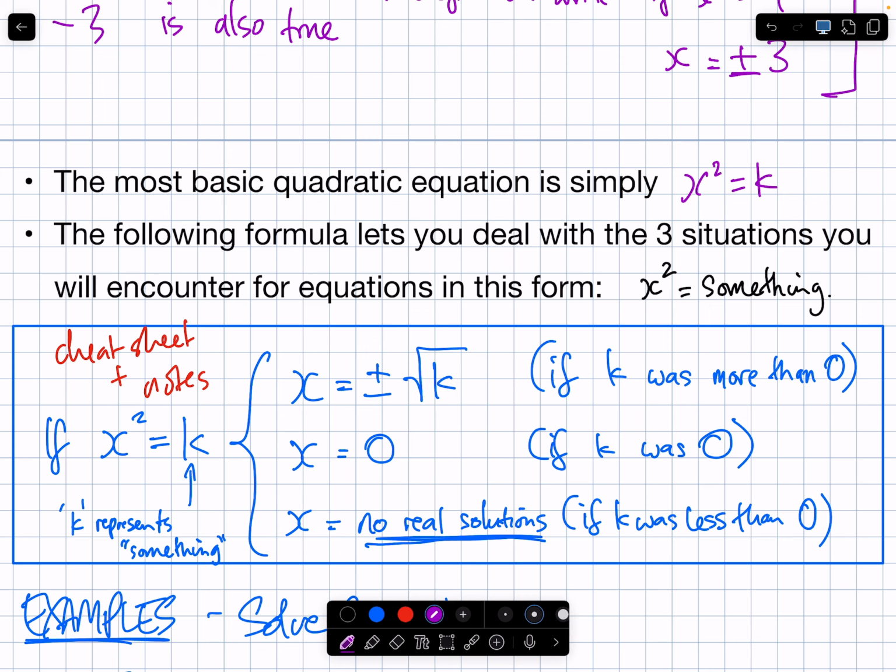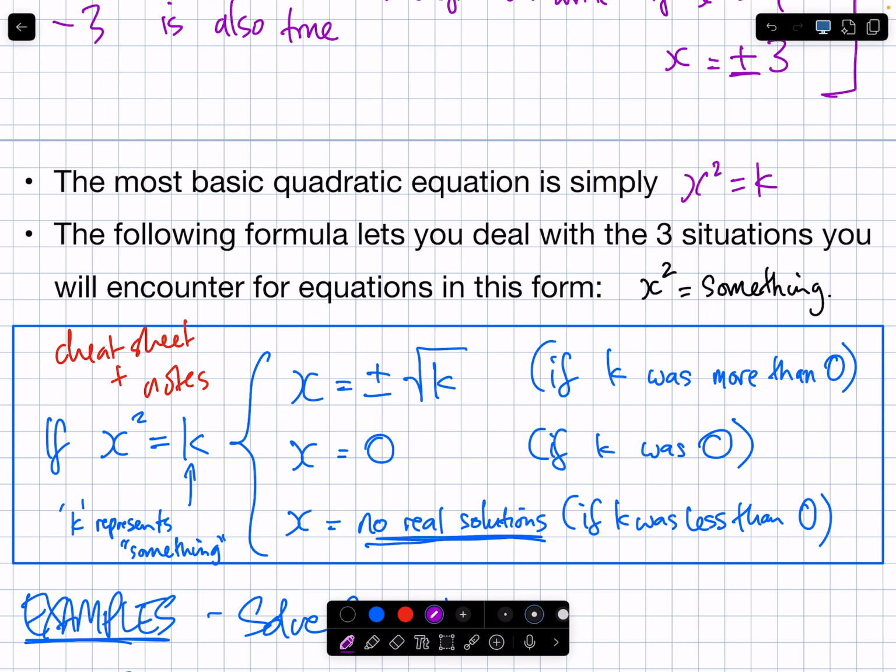If the number k is 0, your answer is just 0. Don't even do any working out. If you have x squared is equal to nothing, x is going to be nothing. The only weird one is this. If the number k is negative, if it's less than 0, you'll immediately write there are no real solutions.